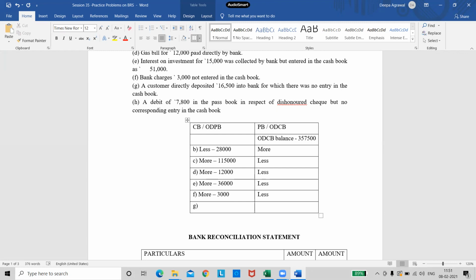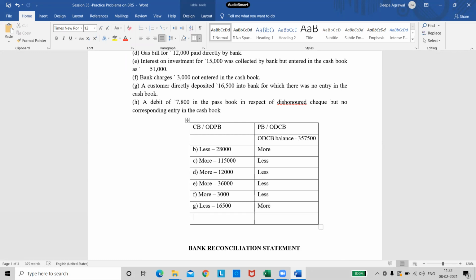G bit, a customer directly deposited 16,500 into the bank, for which there was no entry in the cash book. So again he says one of the customers directly deposited the amount into our bank account, and there was no entry relating to this in the cash book. So what does it mean? Which book has recorded? Passbook. And the passbook balance will be more because it is a deposit. So automatically my cash book balance will be less, and it will be less by 16,500. Right.